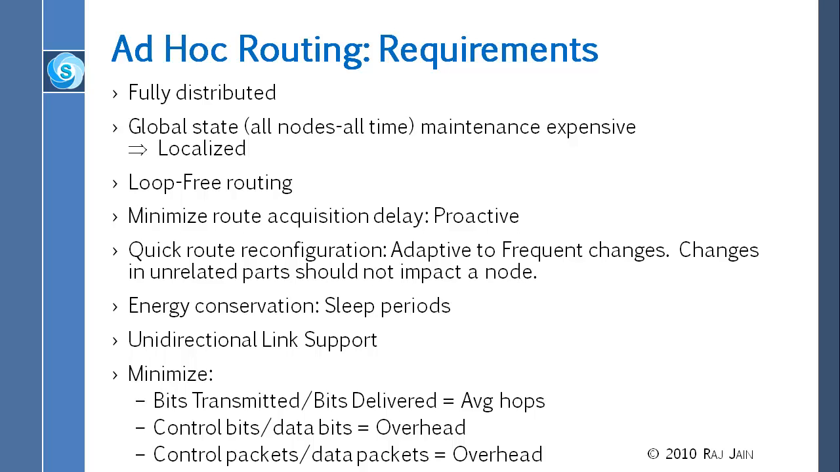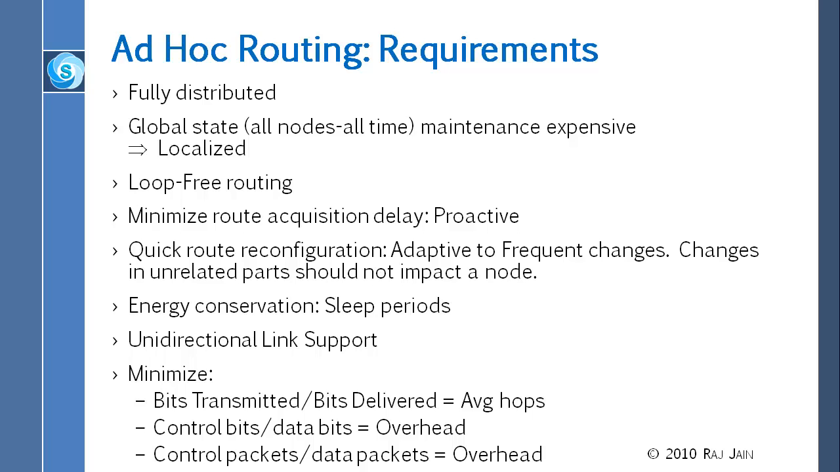So our goal in routing is to minimize the number of hops. Basically what we want to do is take all the bits that are transmitted from all the nodes divided by the bits that are delivered. We will find that for every one packet delivered, there are 5 packets that have been transmitted, because a packet might go over 4 or 5 hops. At each hop there is a packet transmitted. So the ratio of the two is actually the average number of hops, and that's critical, because we really want to find routes that don't use too many hops.